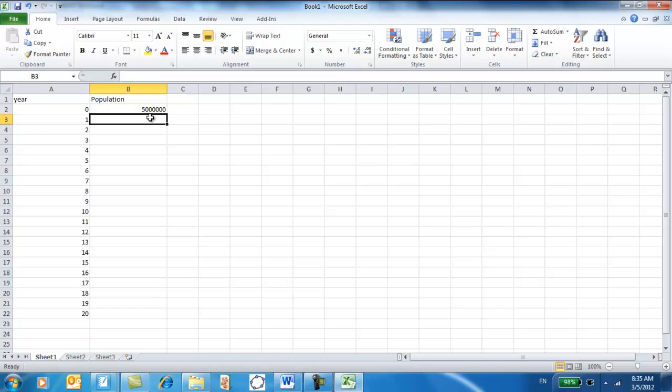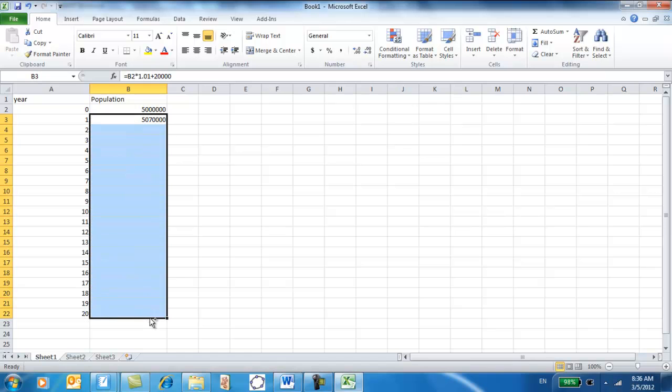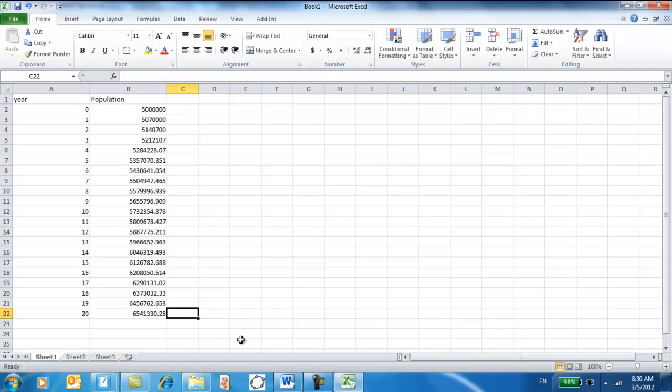We can say for our next year's population, it's going to equal the previous year's population, so that's cell B2, times 1.01. There's the 1% increase, 1.01. And then add on the fixed immigrants, 20,000 immigrants. And there. So there's our increase plus the immigrants. And now we can Control D this all the way down. Control D to copy down. And there's our 6,541,330.28 for our population after 20 years. Okay, so that's the spreadsheet approach.